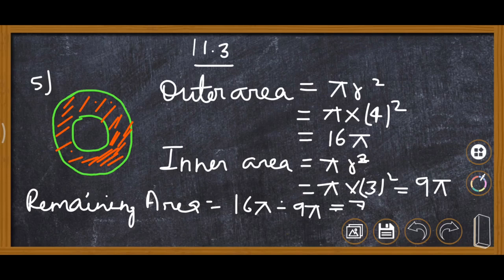Now it is given that the value of pi is 3.14. Now here we will multiply it by 3.14. Now the answer is 21.98 and the unit will be centimeter square. So here we will write centimeter square also.